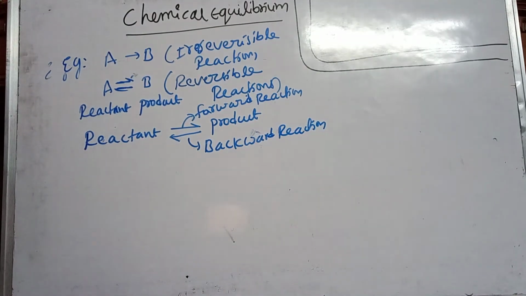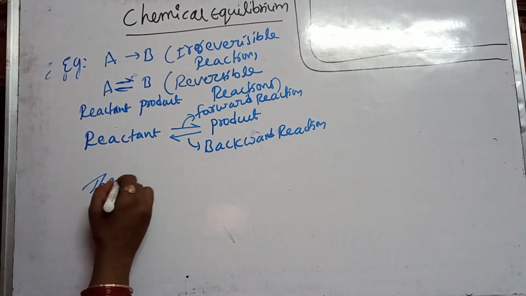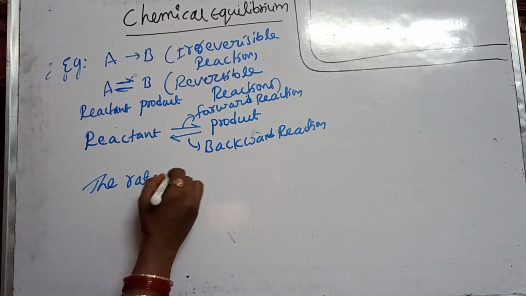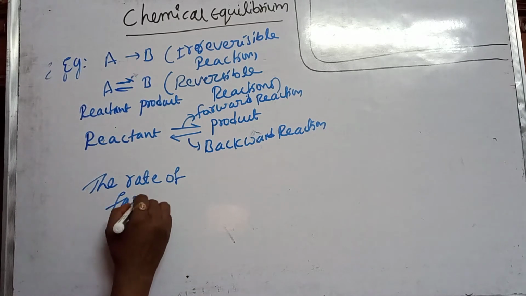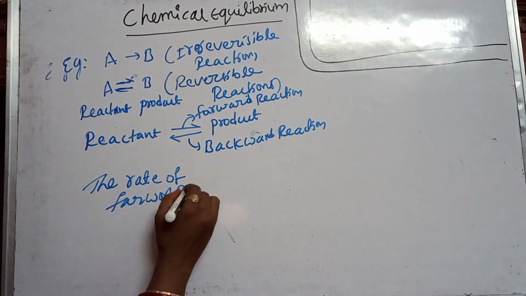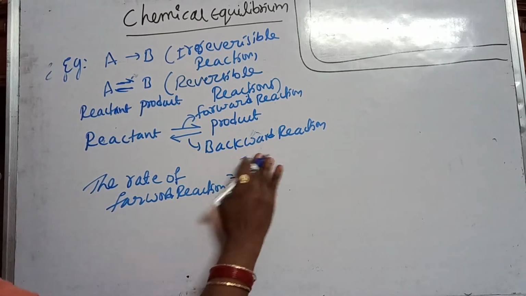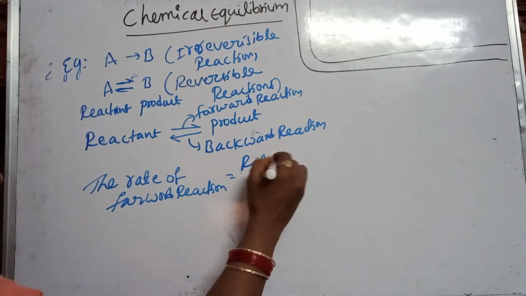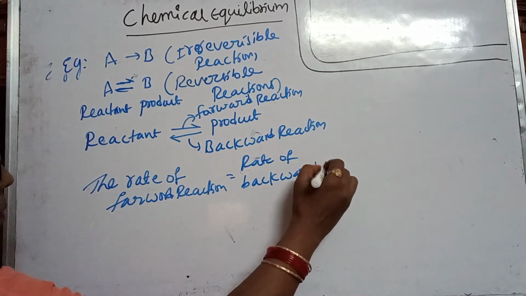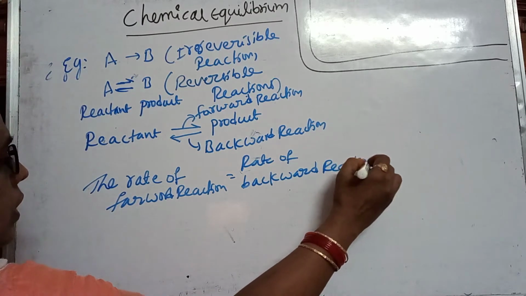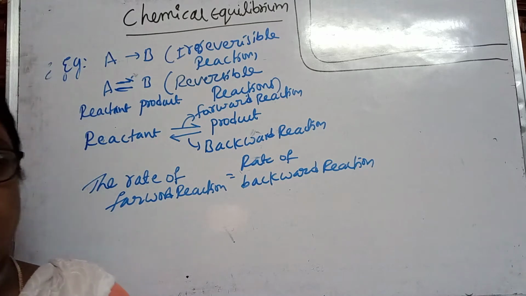So at equilibrium, the rate of the forward reaction will be equal to the rate of the backward reaction. At equilibrium means the state at which the rate of the forward reaction is equal to the rate of the backward reaction. This is called chemical equilibrium.